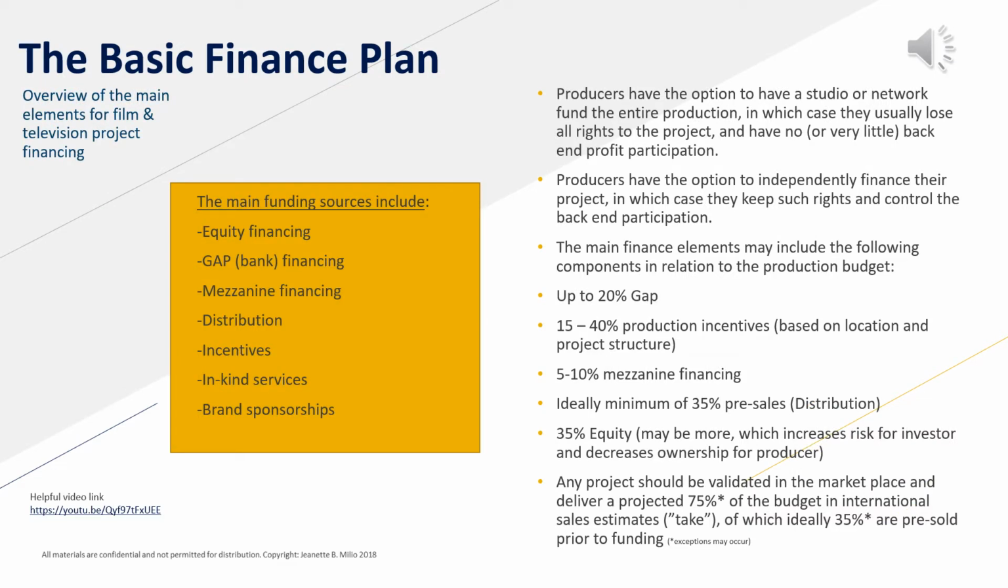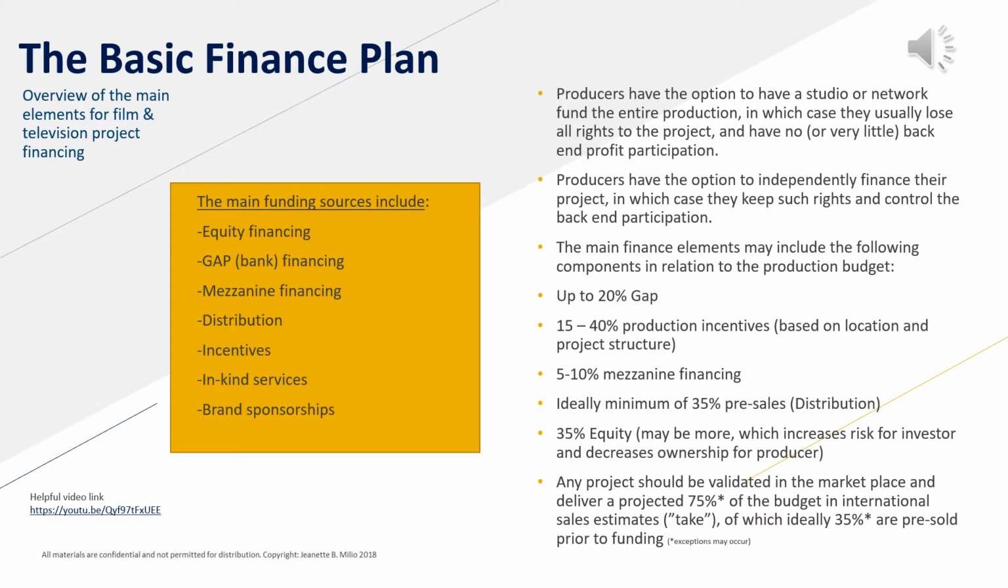When we look at our first basic finance plan, and you guys are so smart right now, this is going to be boring for you, but let's just look at the main financing sources that we have available when we put together an independent finance plan for either an independent movie or a documentary or a television project. We are going to need equity financing. We're going to likely have some bank financing, which is either gap financing or pre-sale financing. In most cases, it's a combination. We might have a mezzanine lender who will offer some mezzanine financing.